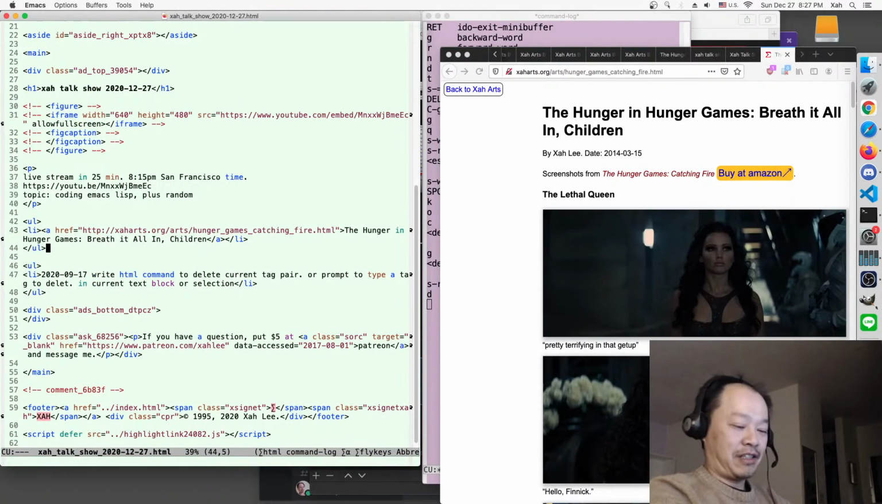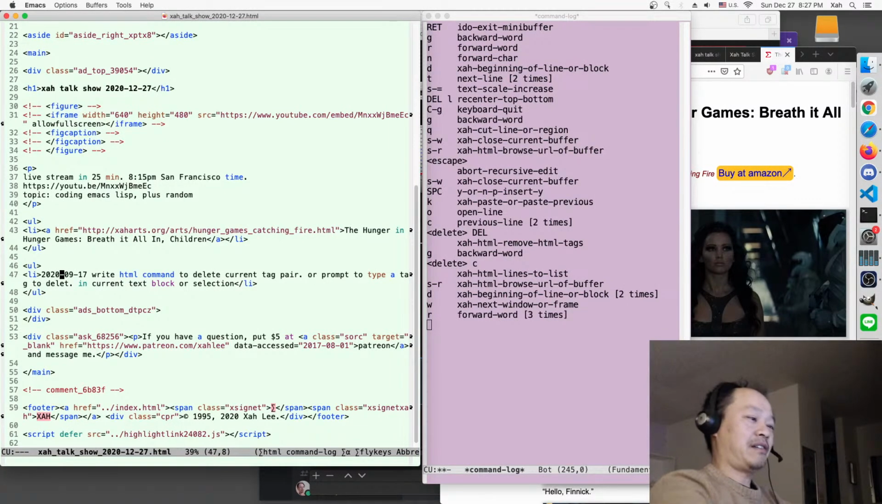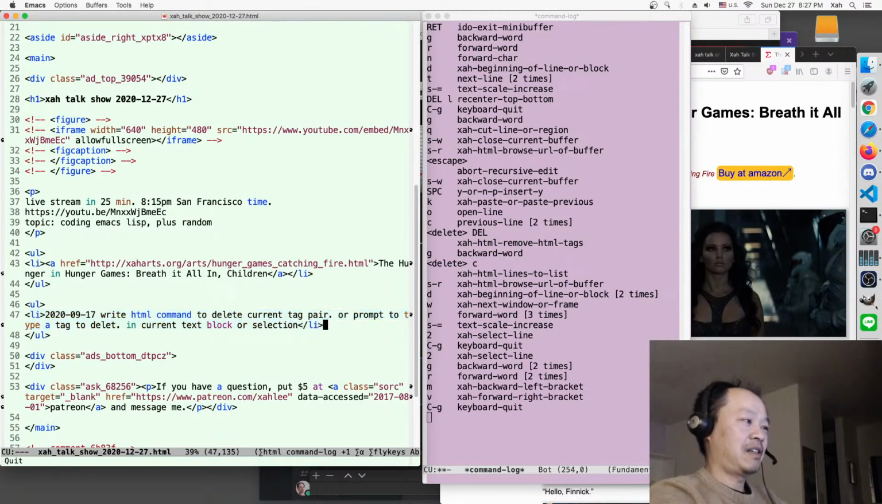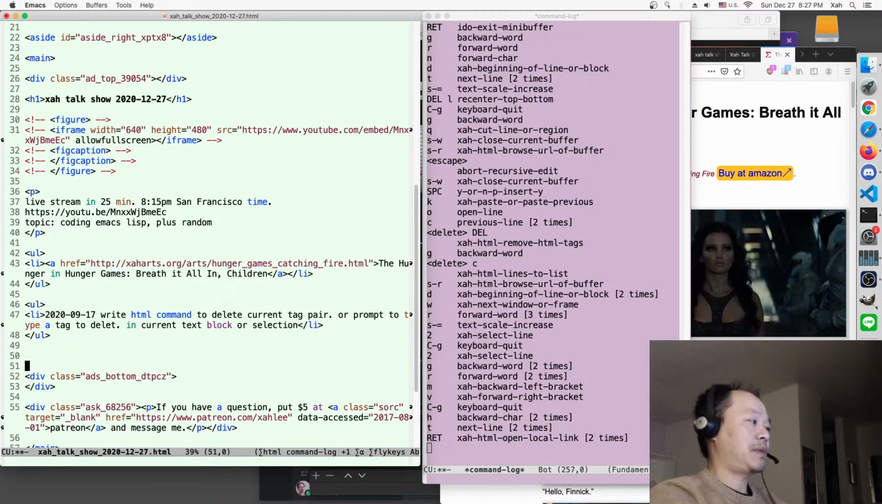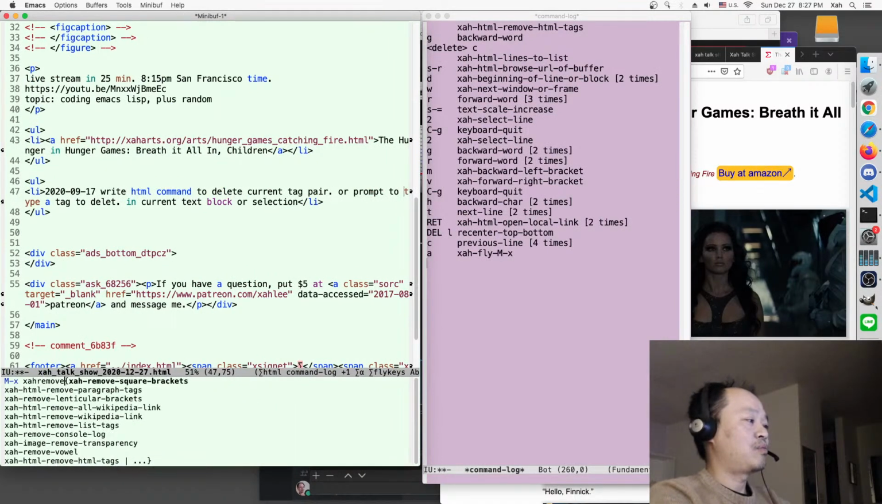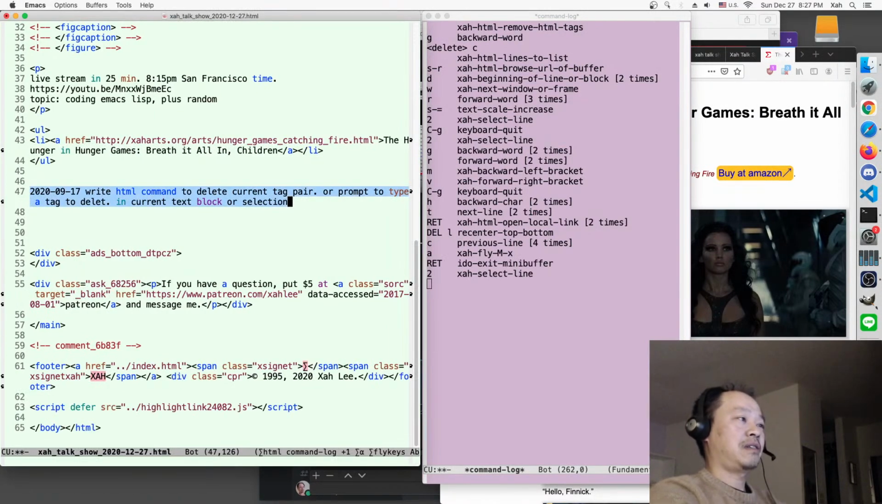Now let's begin the seriousness of Emacs Lisp, the greatest programming language. So write an HTML command to delete the current tag pair. For example, I'm on this line, and you can see the li tag here. I want to remove the li tag. I don't have a command for that, but I do have, for example, a command Xah HTML remove list tags. So if I press enter, you can see the list tags are gone.